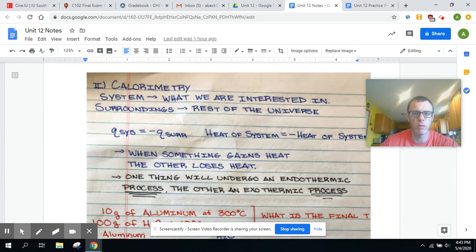And here, all right, calorimetry. Calorimetry is a way to measure how much heat moves between things. We're going to talk about a specific type of calorimetry last, the bomb calorimeter. That's how we figure out how many calories are in food. So here you have your system, which is what we are interested in, and surroundings, which is the rest of the universe. And I will continue this in the next video.